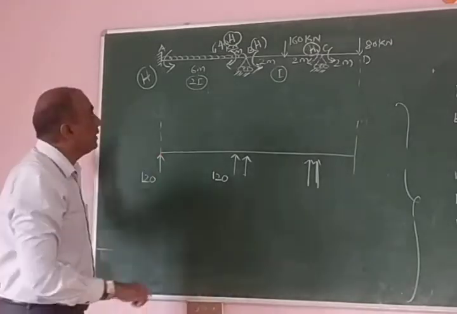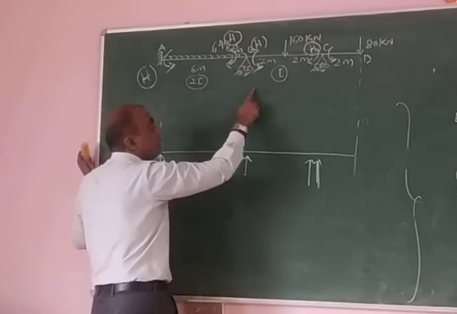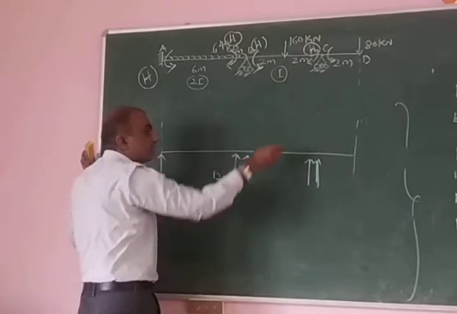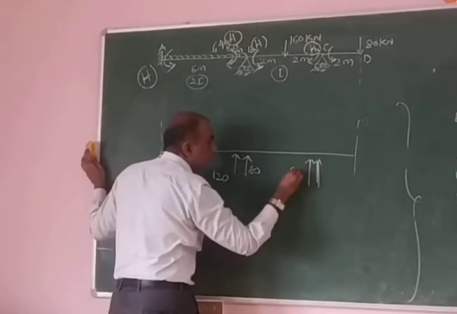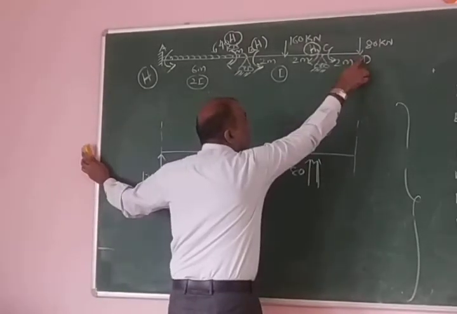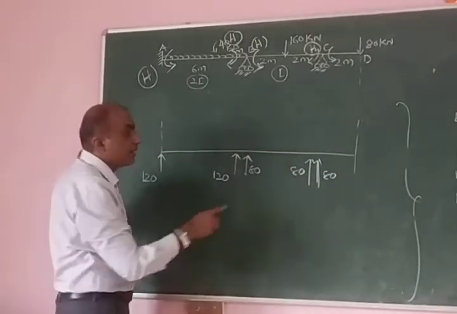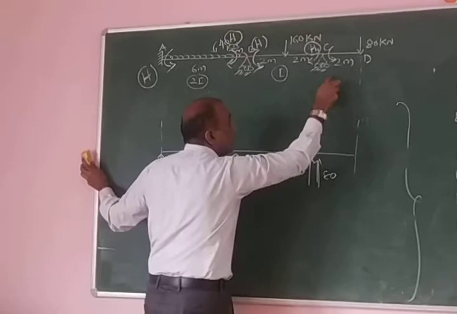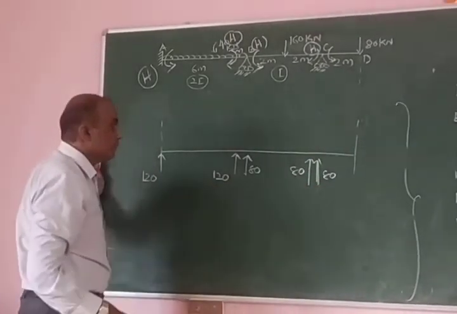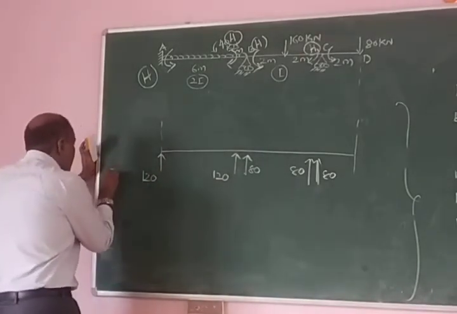Then the free reactions for the BC span: the load is a 160 concentrated load, so it is W by 2. 160 by 2 is 80, 80, symmetric loading. And then there is an 80 kN overhanging portion that will be supported by support C only. So an extra 80 comes here. So these are called free reactions.